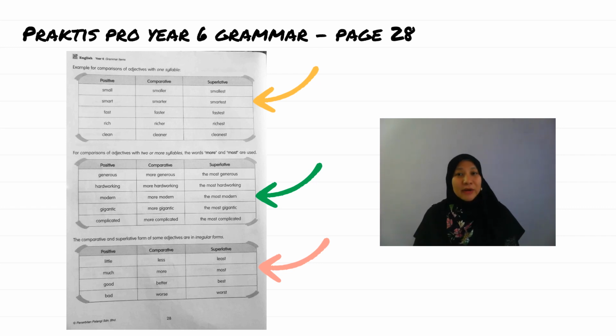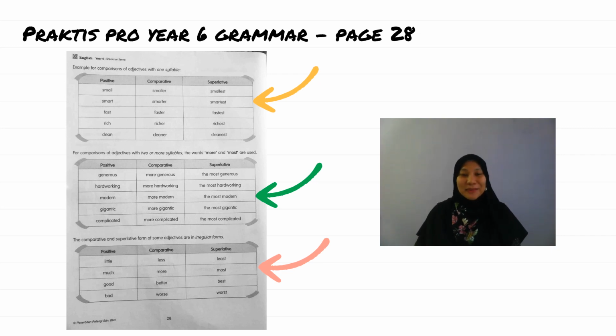As for the pitch arrow, it is irregular adjectives. Example will be good, better, best. First sentence, I feel better today, meaning you're in great condition. Example, Mark is the best footballer in the university. So Mark is the best footballer in the whole university.